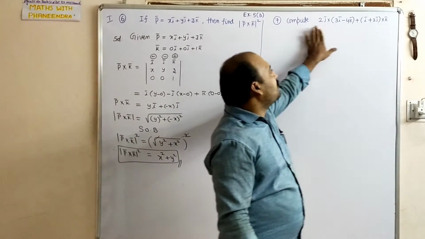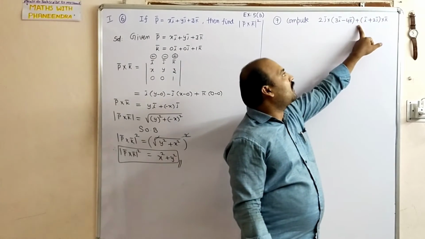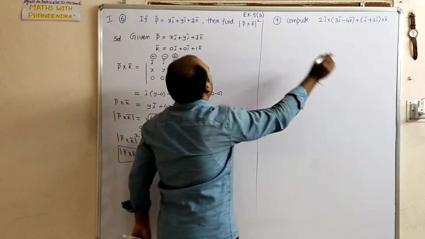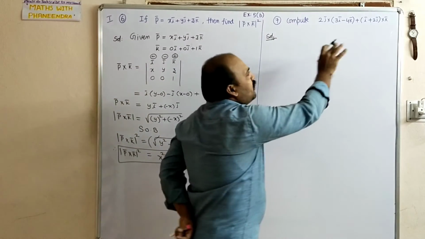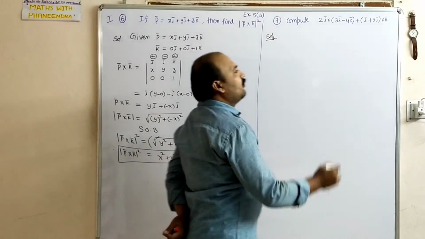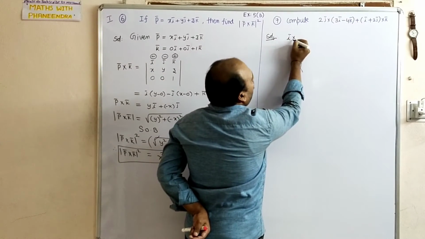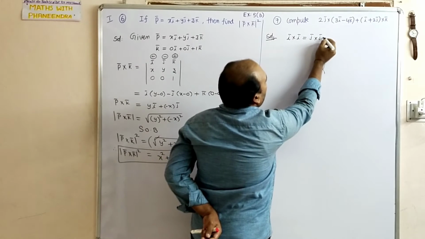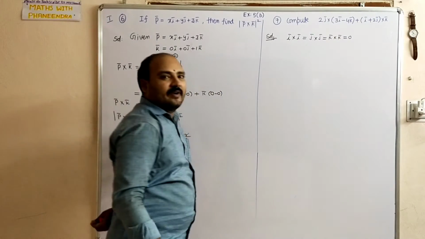Here, compute 2j bar cross (3i minus 4k) plus I bar plus 2j bar cross k bar. Before going to discuss this question, we need to learn some important properties. I bar cross I bar is equal to j bar cross j bar equal to k bar cross k bar equal to 0.